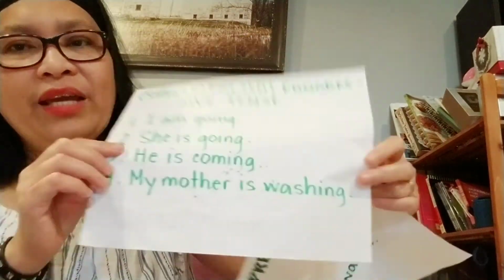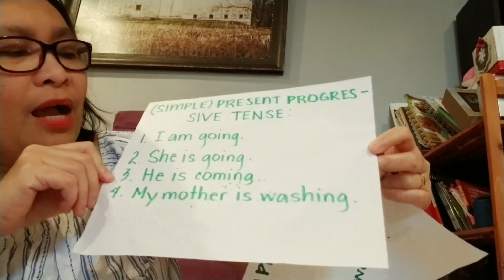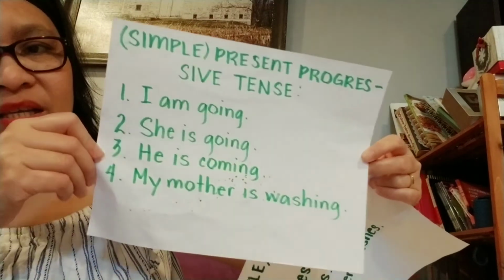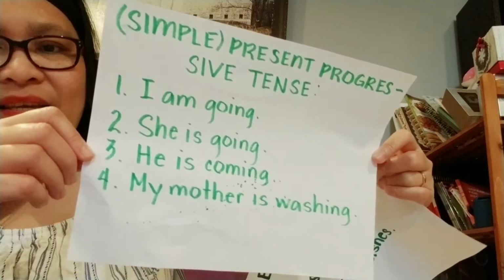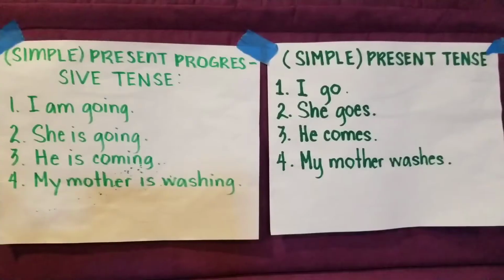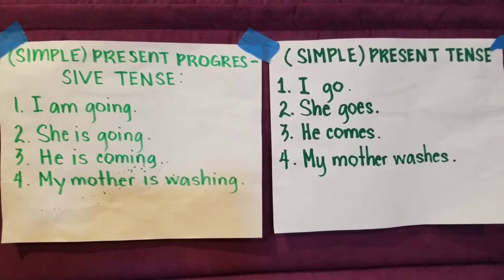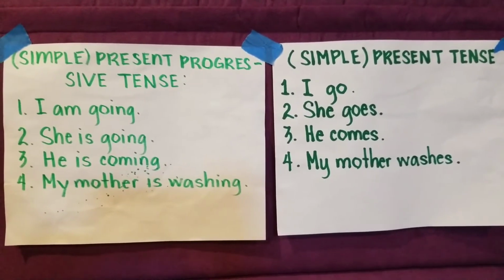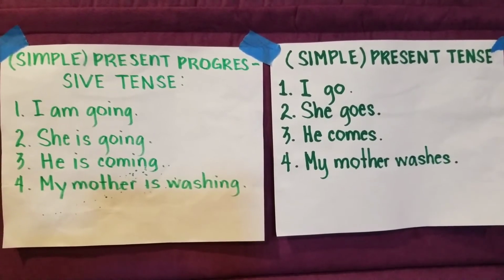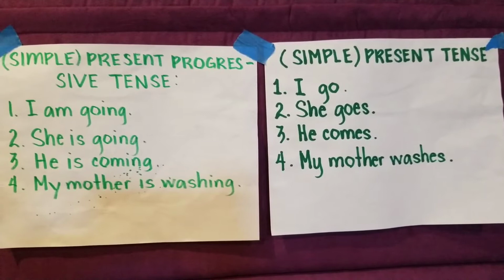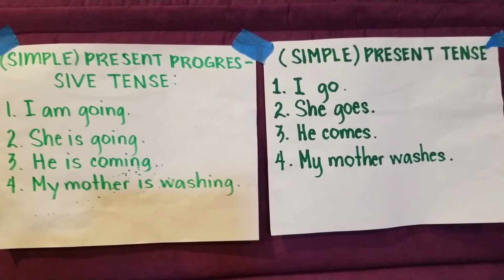Okay, let's go back to the examples of simple present progressive. I am going, she is going, he is coming, my mother is washing. Have you ever wondered how to tell the difference between the simple present progressive and simple present tenses of the verb? Don't struggle with it.